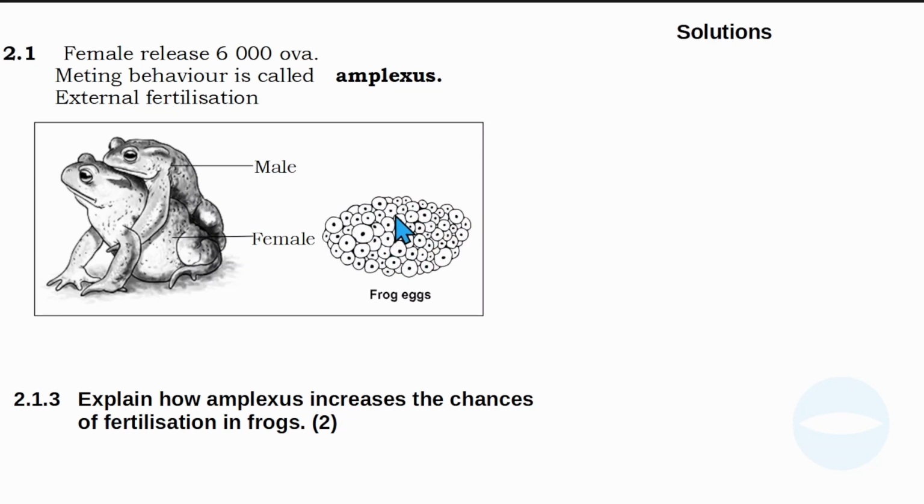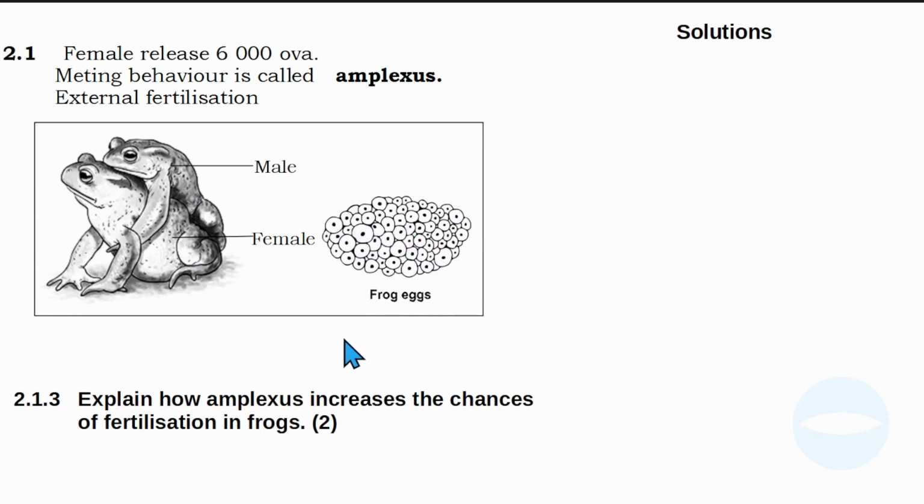Unlike some fishes, where the female just releases eggs while moving and the male also releases sperm while on the run, so the fertilization is not as effective as in amplexus. This one is more effective because the male releases the sperm on top of the ovum, on top of the eggs.